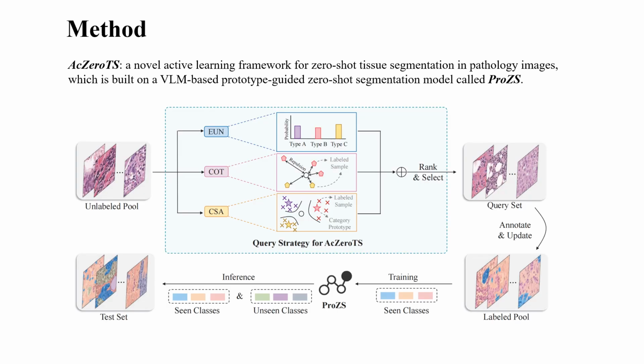At each iteration of active learning for AcZeroTS, we select the most valuable samples from the seen tissue categories for annotation by considering the following three criteria: evidence-based uncertainty of unlabeled data, contrast among the labeled and unlabeled data, and complete summarization ability of the prototypes, where EUN and COT consider both uncertainty and diversity of unlabeled samples, and the criterion of CSA measures the summarization ability of the generated prototypes on both seen and unseen tissue categories. By incorporating the query data for updating ProZS, we could achieve better segmentation results on both seen and unseen tissue categories in the test set.